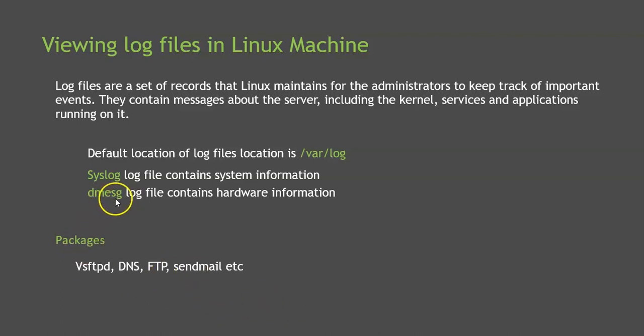And the dmesg log file contains hardware information. So if there are any issues with the machine's hardware, they will be generated and we can see them in the dmesg log file. Now let's connect to the Ubuntu machine and see the default location, /var/log, and see what different log files are available, and we'll open the syslog and dmesg files. Now let's connect to Ubuntu.